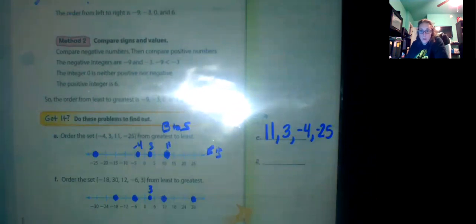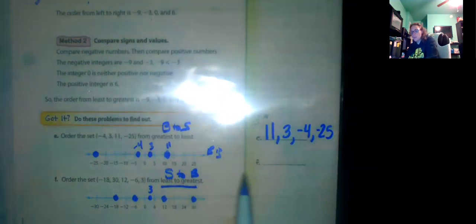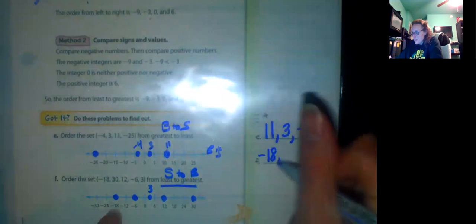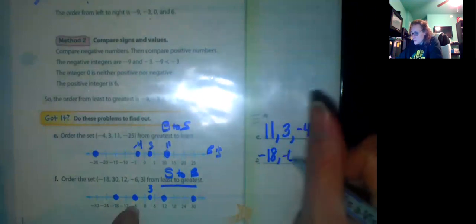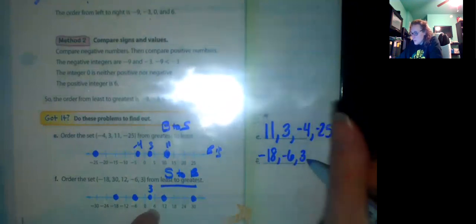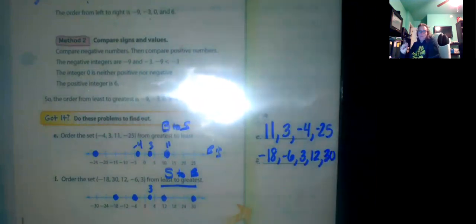Okay, then read the directions from least to greatest. So they want us to go with the smallest all the way to the biggest. So now we start at the smallest number, which is the -18, and then work our way up. So -6, 3, 12, and 30. Okay. All right, a few more problems and then you'll be ready to take your little quiz.